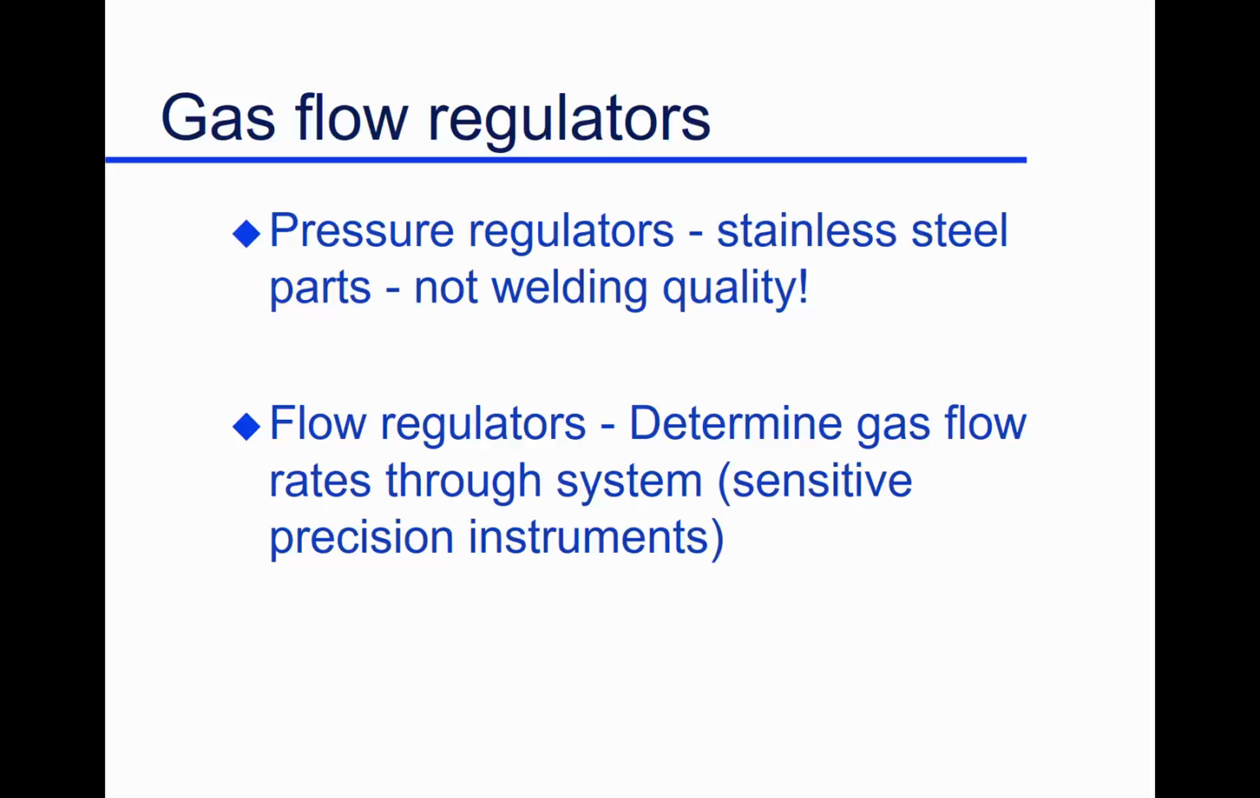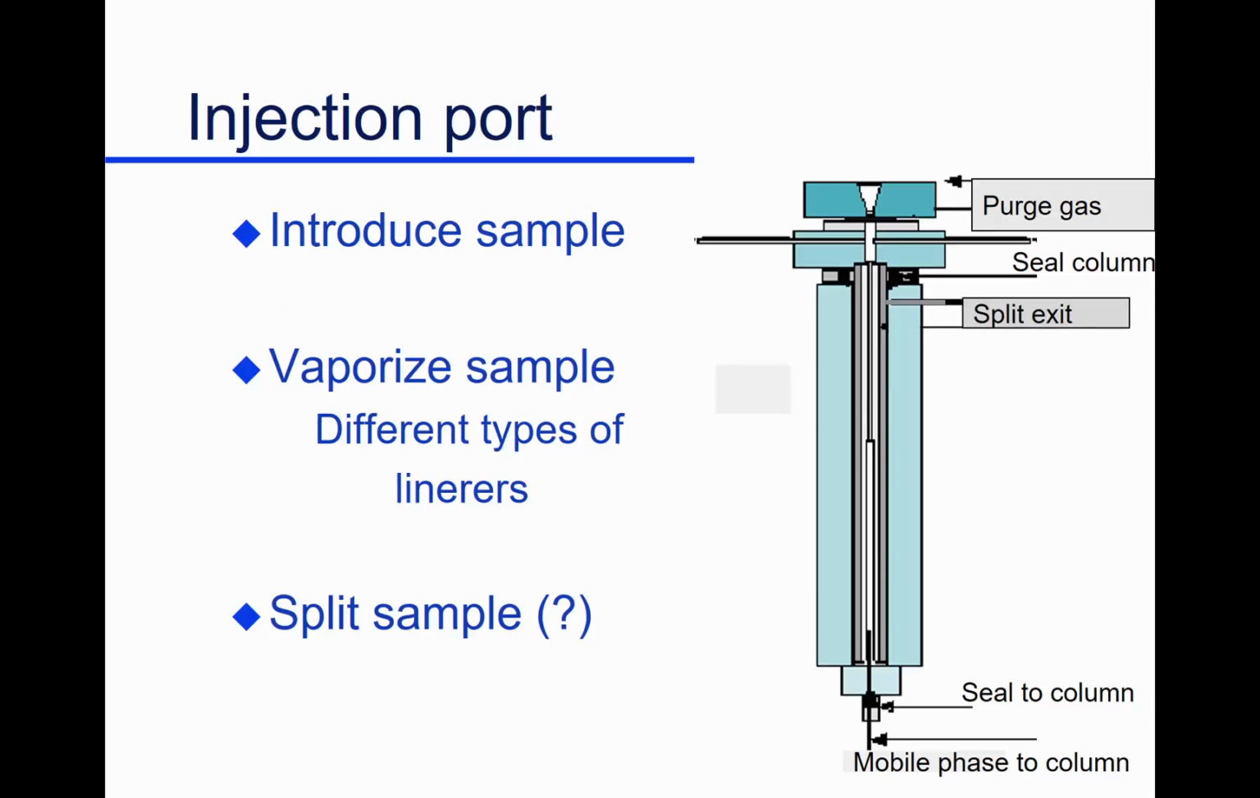The flow regulators, well, we have a pressure regulator to bring the pressure down to something workable, and our flow regulators determine the rate. How fast is our mobile phase moving through our column? This is, as I said, one of our problems, how we get samples into the system. We do have to inject them into a very hot zone, in a system that's under pressure. So we're injecting against pressure into a hot zone.